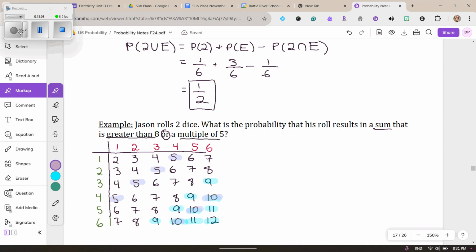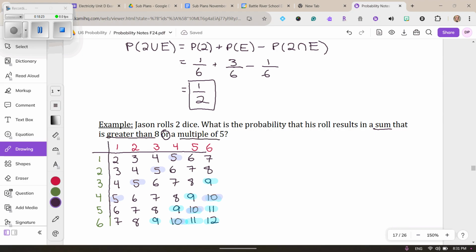So that's where this formula comes into place, right? We'd add the probability of the greater than 8, we'd add the probability of 5, and then we would have to subtract 3 out of 36 because those 10s were shaded in twice. However, when we have drawn this beautiful sample space, you don't have to do all that because you can just count them up. I'm going to show it to you either way though.